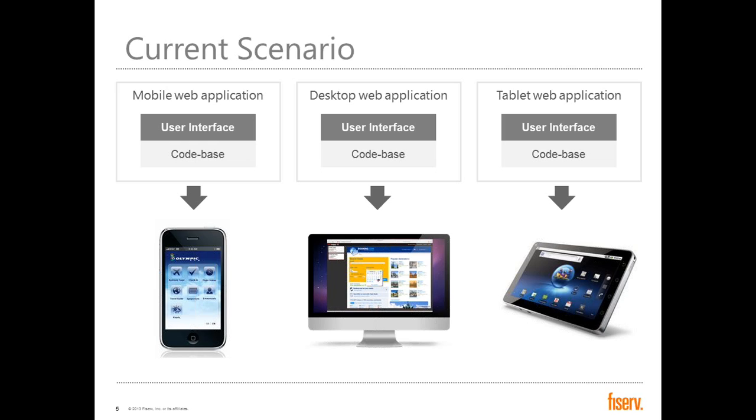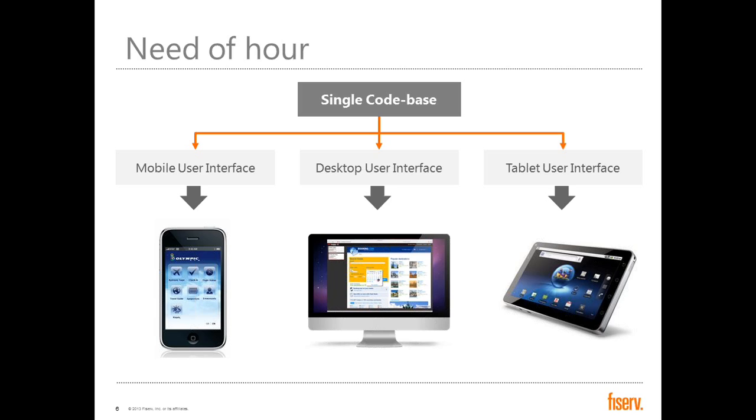So we need to cut down on these costs, we need to cut down on our code maintenance, we need to cut down on our testing efforts. That's why the need of the hour is that why don't we have a single code base, and why do we not have separate user interfaces for these devices? So our main aim is that we just manage the business logic and let there be different UIs created for specific devices like tablets, the PCs, and the mobiles.